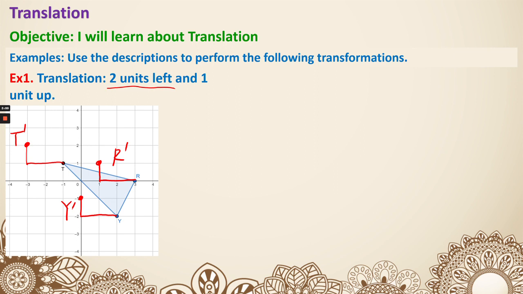Now we just need to connect them. T prime connect with Y prime connect with R prime. Let me actually change to a different color. T prime to Y prime to R prime, and R prime going back to T prime. That is our new shape. And as you can see in comparison, it's basically the same as the previous shape. And even more so, the lines are actually parallel. So T prime Y prime is actually parallel with TY.